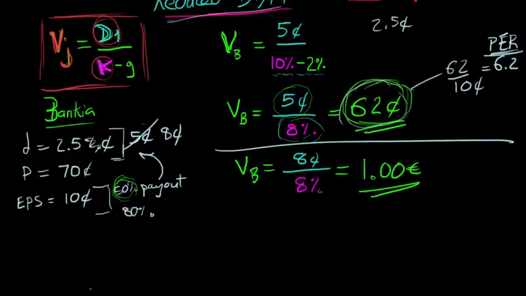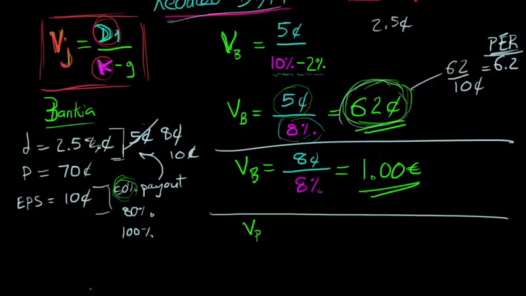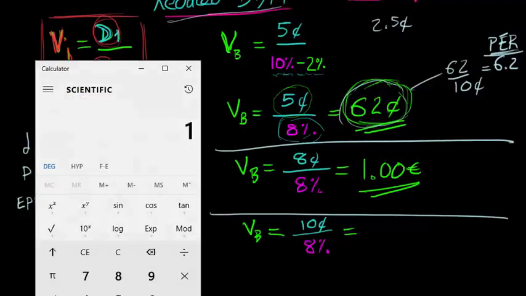And in fact, if we increase to 100% payout, and so we get to 10 cents per share, then the value of Bankia will be 10 cents discounted by an 8% required return, which will be equal to €1.25.